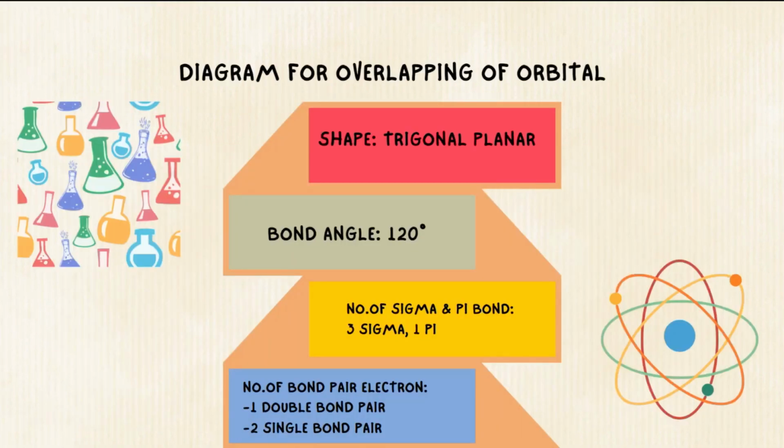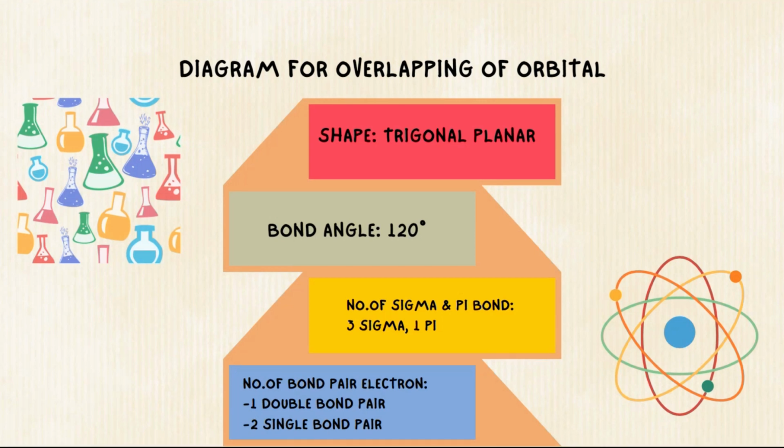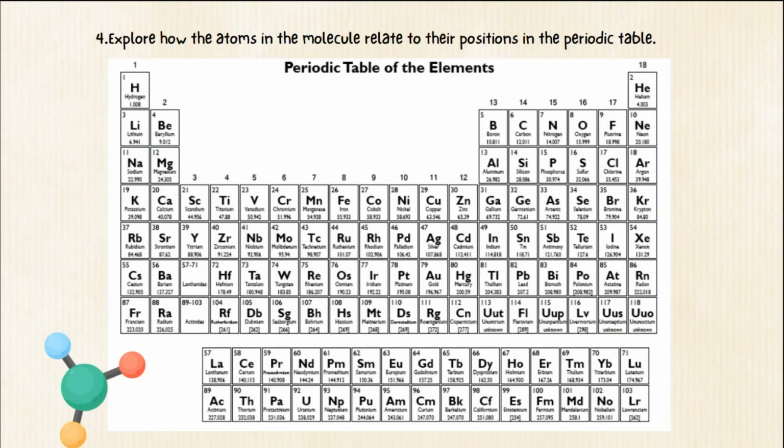The pi bond is from side-to-side overlapping, while the sigma bond is from head-to-head overlapping. And now I would like to introduce the shape and bond angle of the carbonate ion. It is a trigonal planar structure, and the bond angle is 120 degrees. There are 3 sigma bonds and 1 pi bond inside the structure, and there is a double bond pair between the carbon and oxygen atom, while there are 2 single bond pairs between the carbon and O- ions.